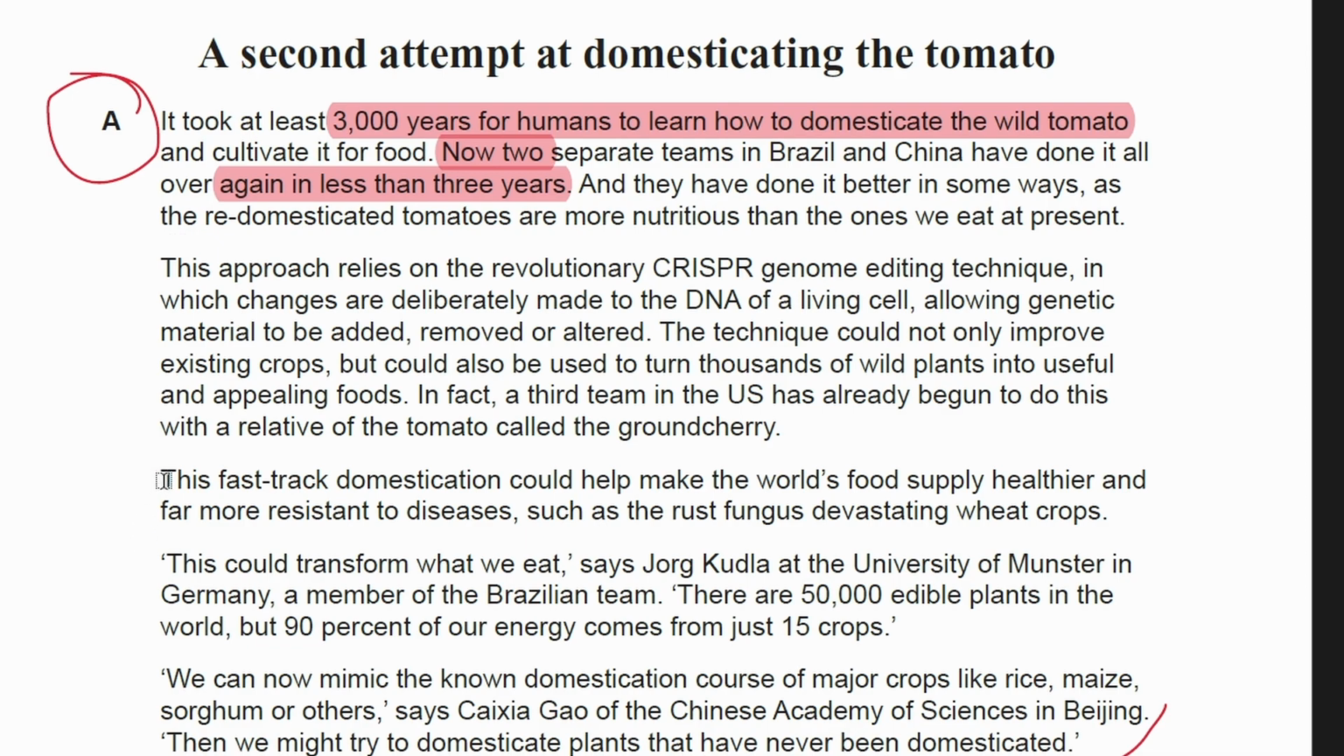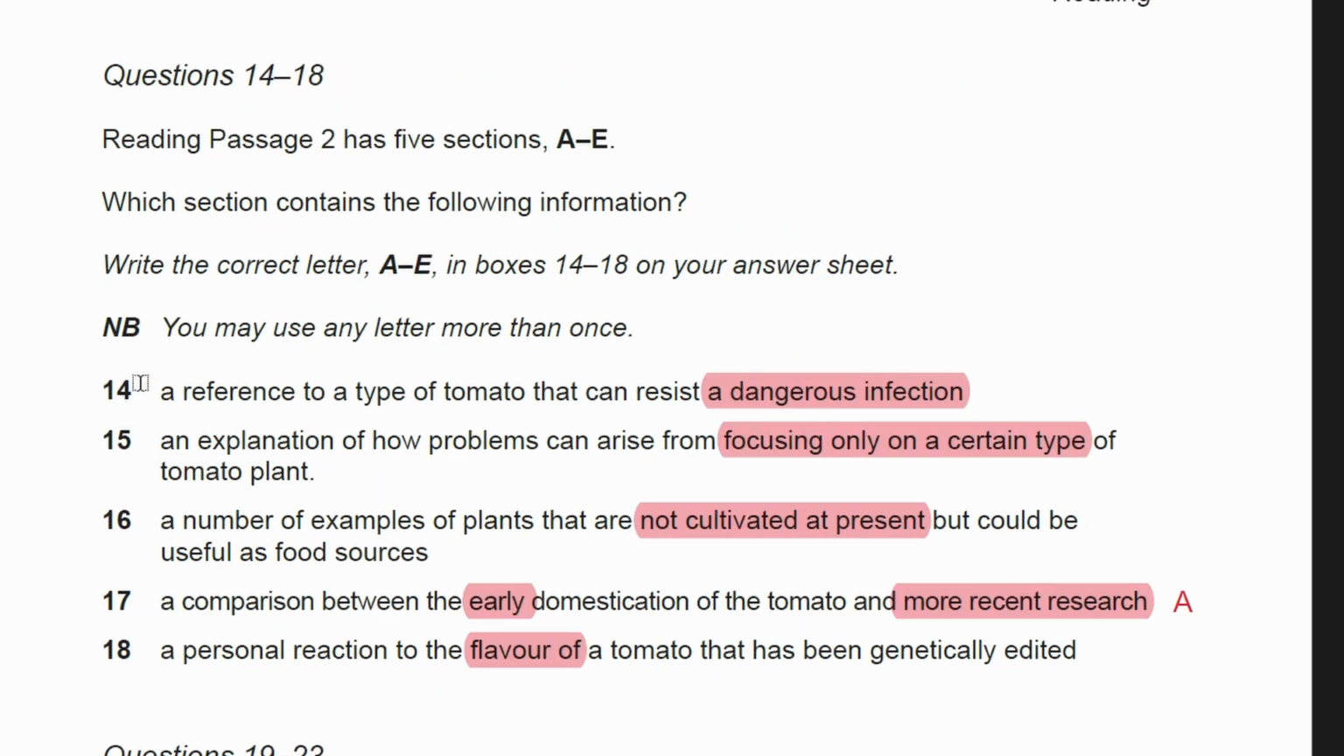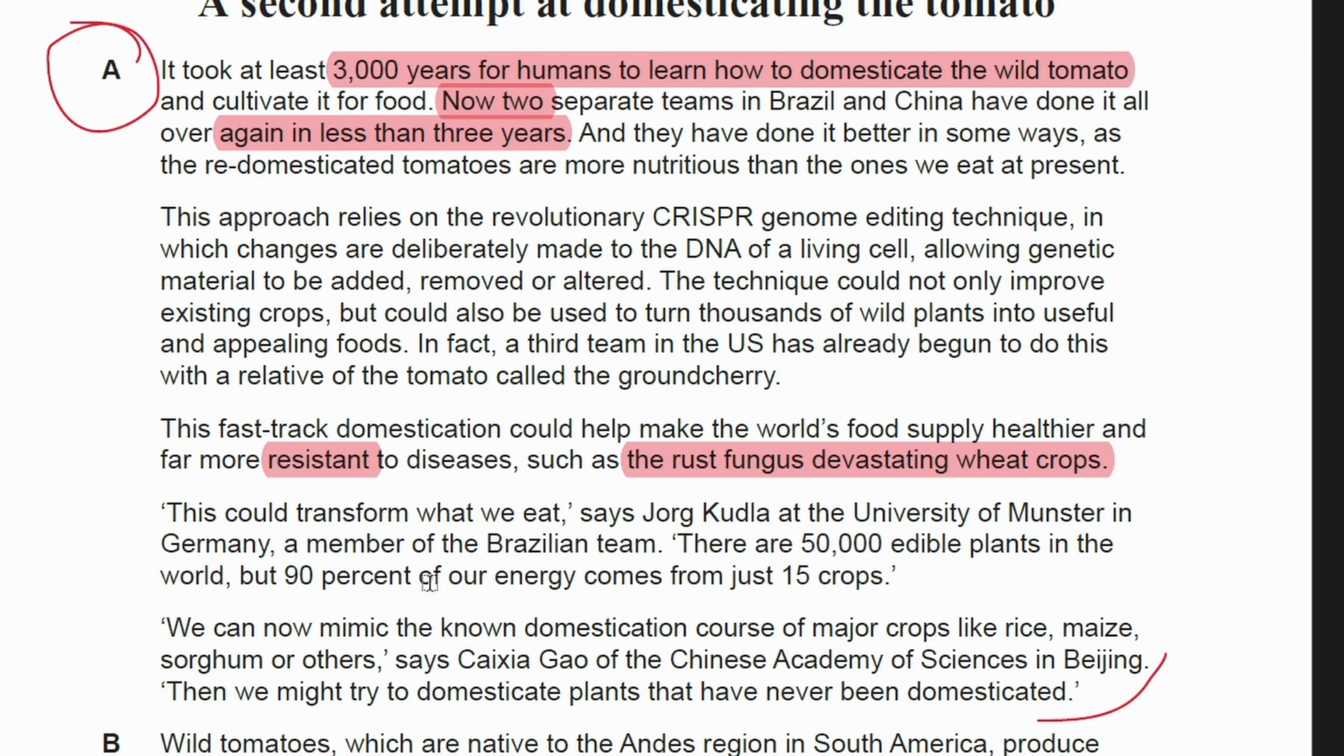A lot of students get confused when they come to the third paragraph of this section because they talk about one disease and there is also the word resistant, which seems quite similar to question number 14. But if we look at question number 14 again, it says a type of tomato that can resist a dangerous infection, whereas this paragraph talks about this disease which is related to wheat crops. So this is not the answer to question number 14.